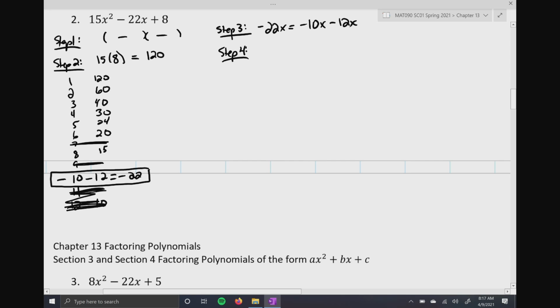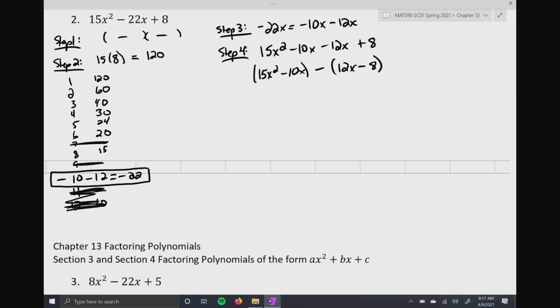Let's go ahead. Let's rewrite this and then factor by grouping. 15x squared minus 10x minus 12x plus 8. Now, we do have to be careful because when we create our groupings, 15x squared minus 10x, notice we have that minus sign in the middle, which means I'm going to get 12x minus 8. That second sign has to change.